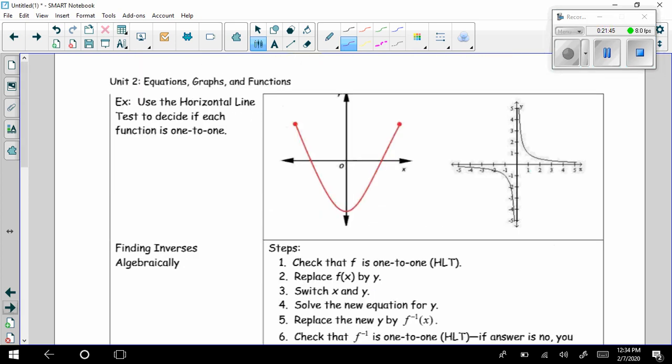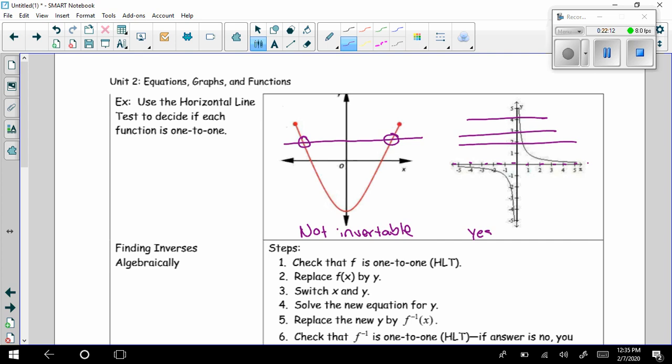So for example, if I draw a horizontal line here, here, and here, this is not invertible. It doesn't mean this is not a function. It means its inverse is not a function. Here on this one, we can draw as many horizontal lines as we want. It does have a horizontal asymptote here, but there's no repeated values. So this is, yes, invertible.